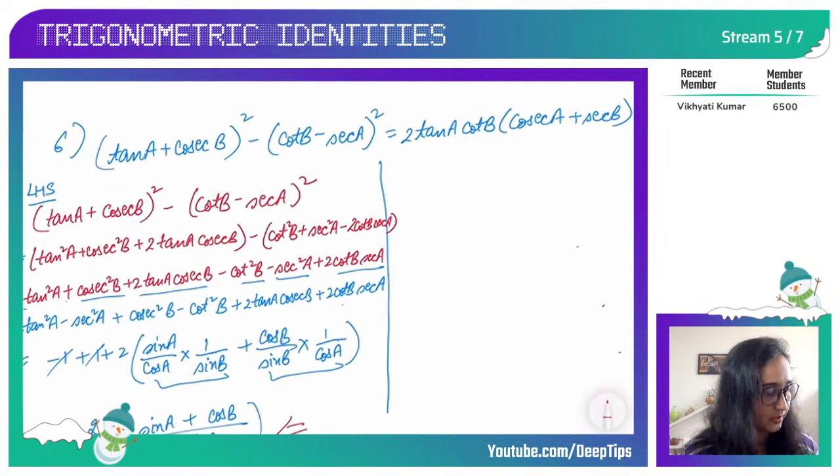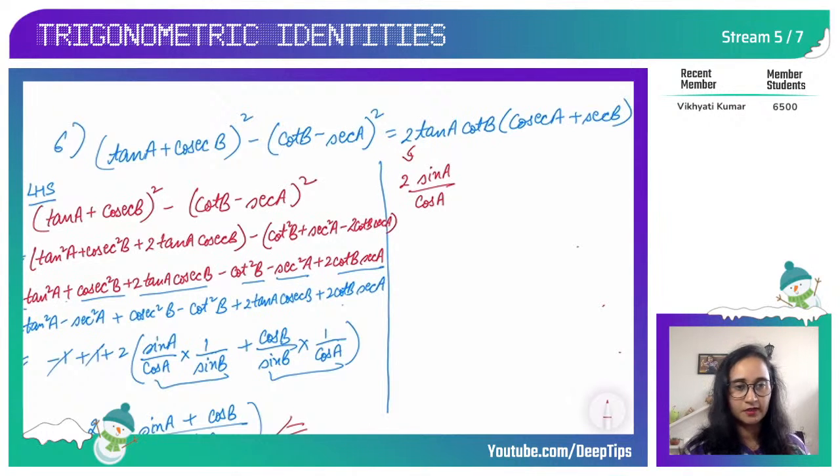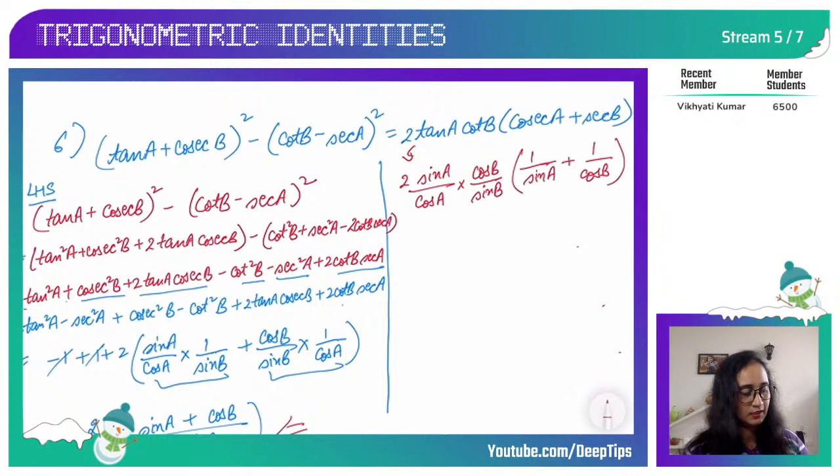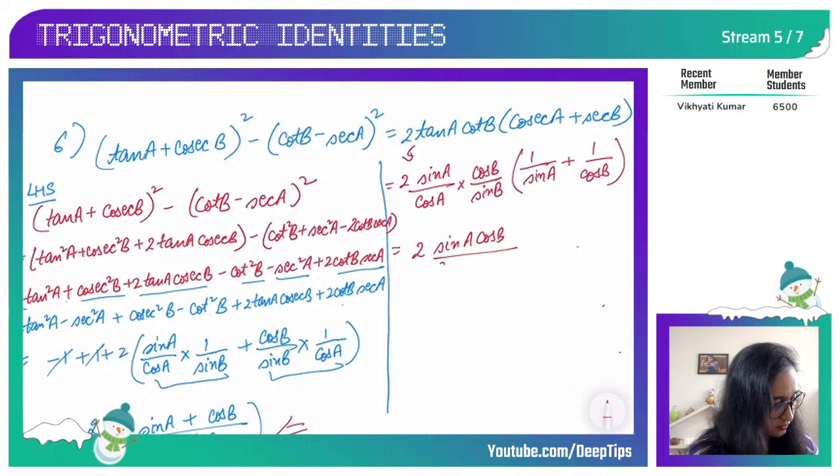Okay, so here I have my RHS, so I can write 2 sin A upon cos A. This expression I am solving directly due to shortage of space. 2 sin A upon cos A, and cot B can be written as cos B upon sin B. Okay, and this cosecant A can be written as 1 by sin A plus 1 by cos B. So 2, now sin A cos B, let's club them together, cos A sin B. You can very well see that I cannot do anything with my sin A cos B upon cos A sin B.